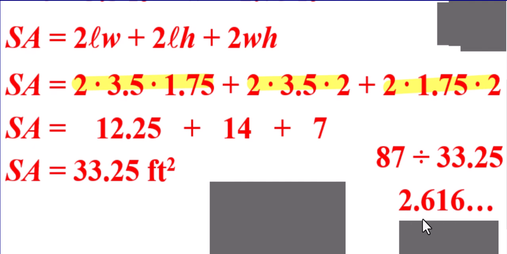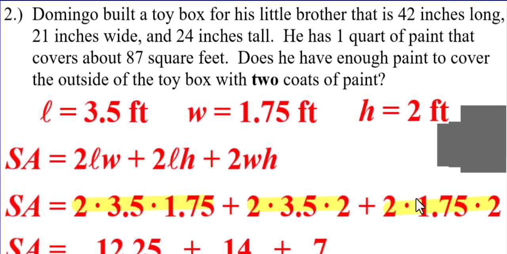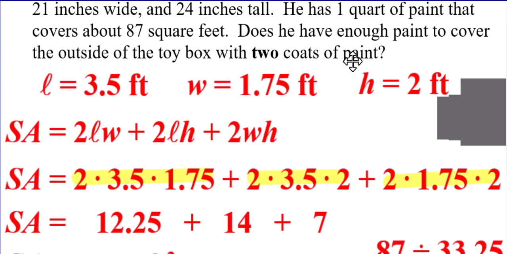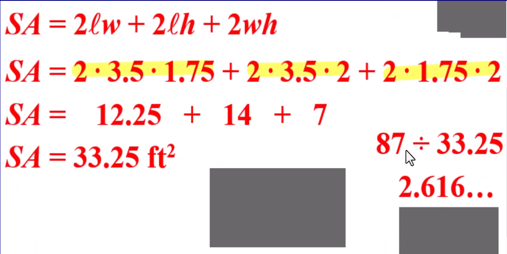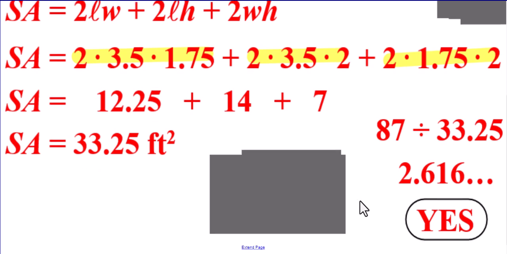So that's more than 2, isn't it? I need to make sure I get at least 2 coats of paint. Well, this is going to be enough for more than 2. So let's answer the question. Does he have enough paint to cover the outside with 2 coats? Well, yes. When we divided, we got an answer that was more than 2. So yes, he will have enough for 2 coats of paint. No problem. Write that down.